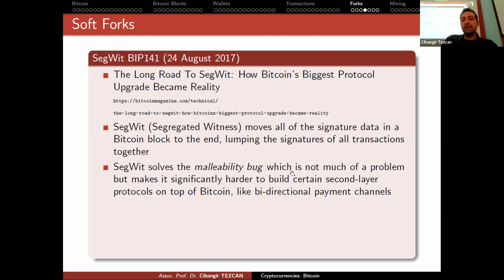SegWit solves the malleability bug, which is not much of a problem, but makes it significantly harder to build certain second layer protocols on top of Bitcoin, like bidirectional payment channels. So this malleability bug actually is not a problem. Actually, in theory, it works like this.